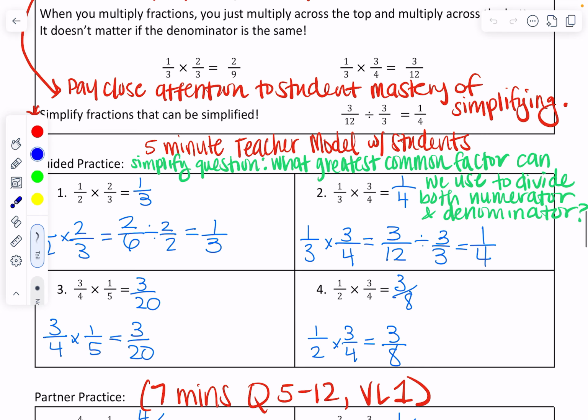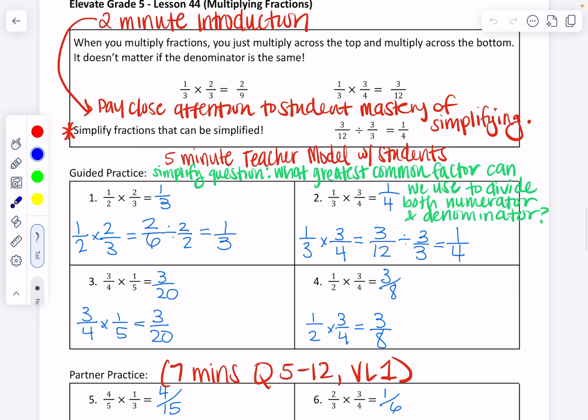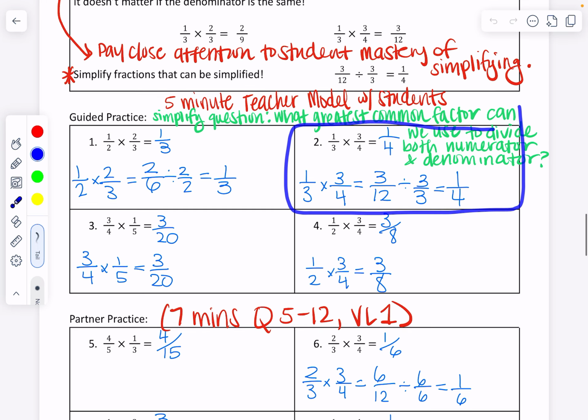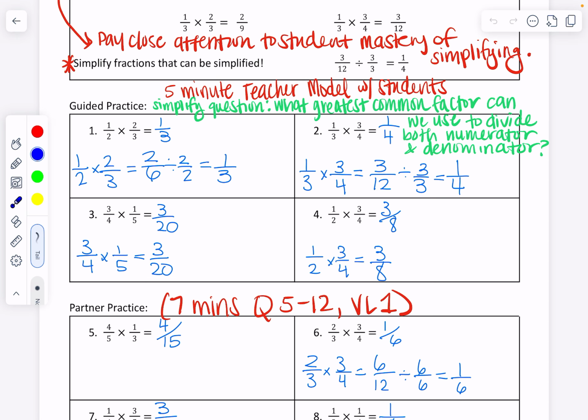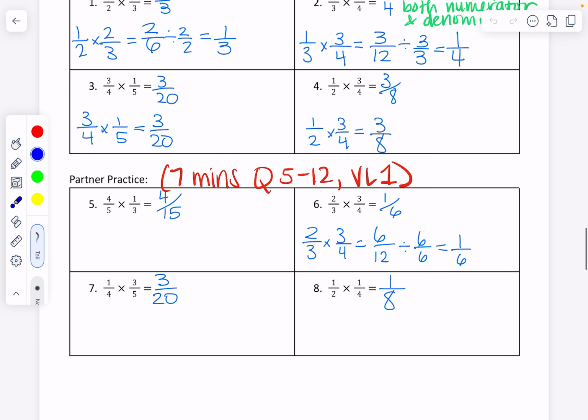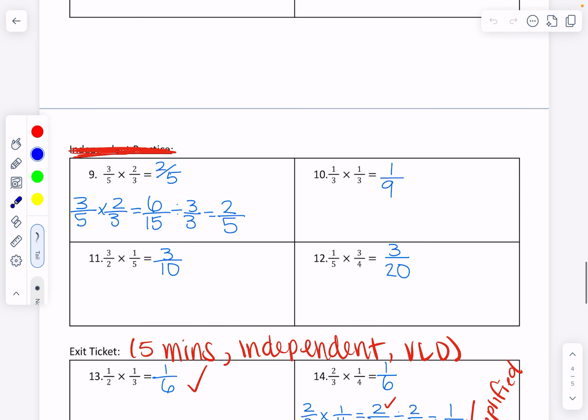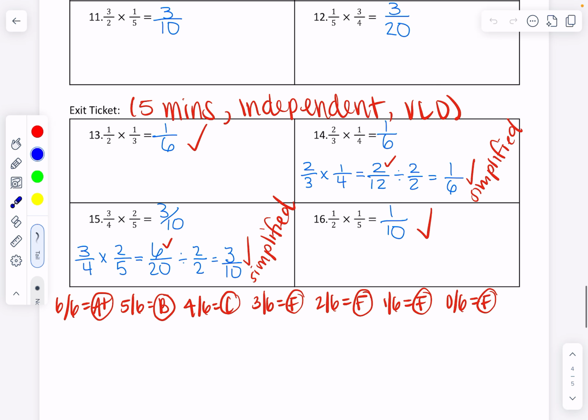Okay, if students are struggling to understand how you got to the answer, you might want to do some extra practice on showing them how to simplify with questions 1 and 2 before launching them into their guided practice, partner practice, and their exit ticket.